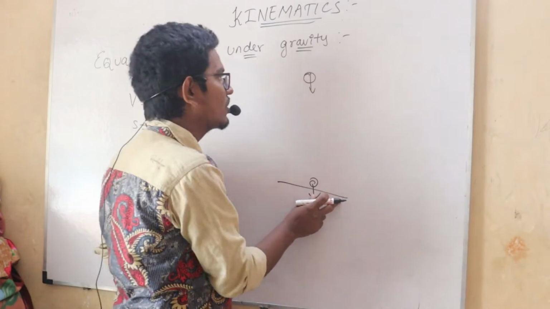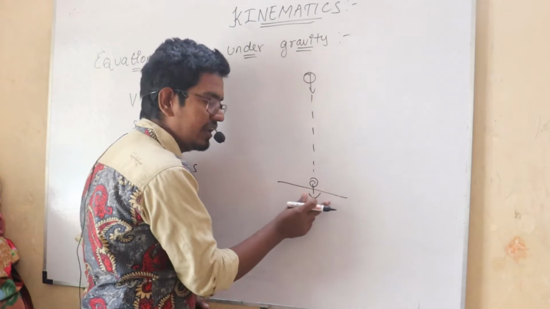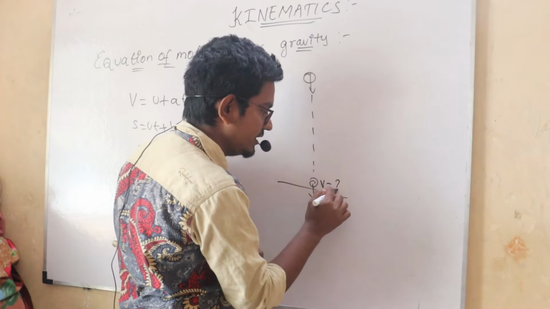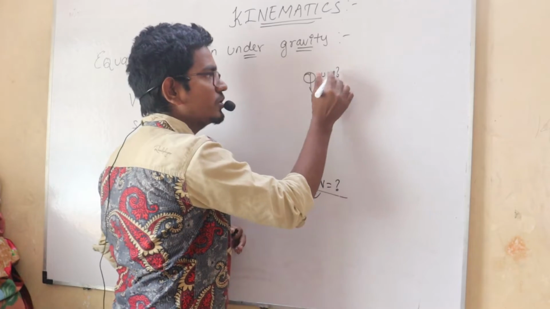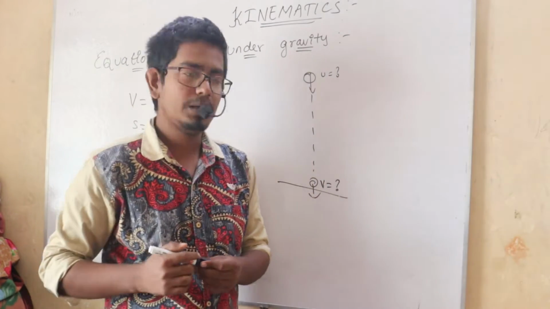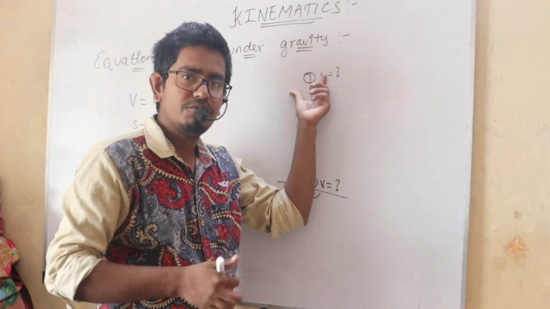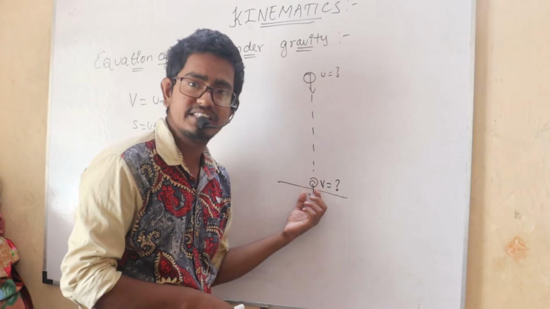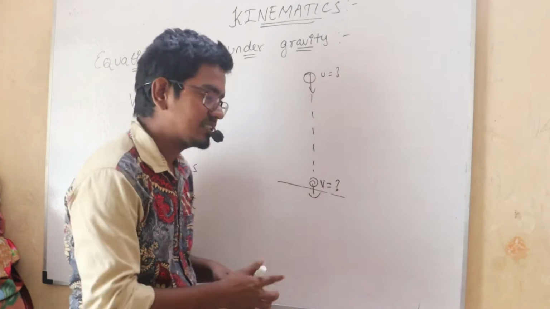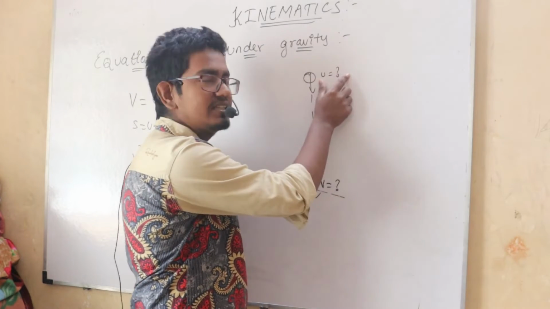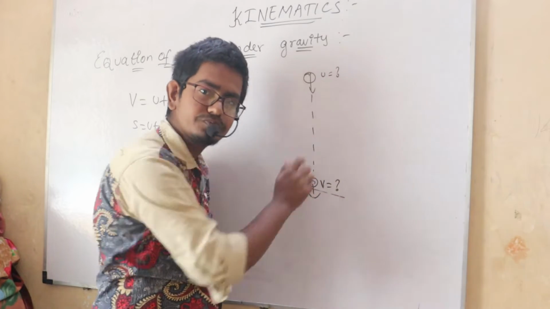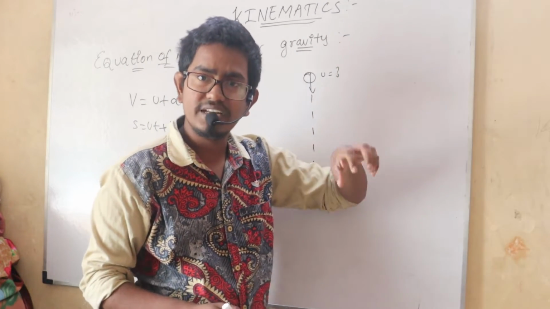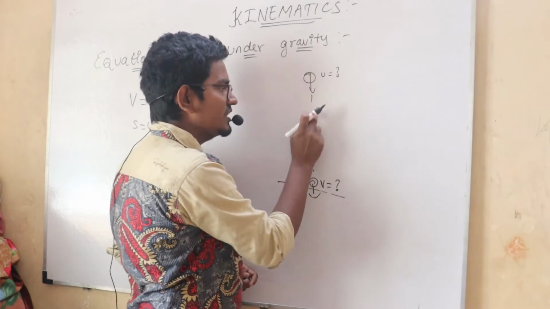As it is hitting the ground, it will have some velocity. So I am considering it as V, which is the final velocity, and I gave some initial velocity to the ball by projecting it. I am considering the final velocity as V and the initial velocity as U. You can see here, whenever I am projecting the body vertically downwards, my velocity is going to change.